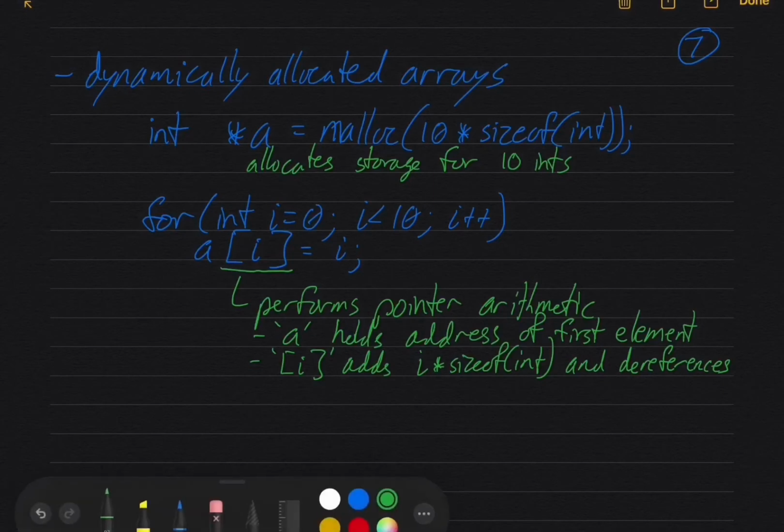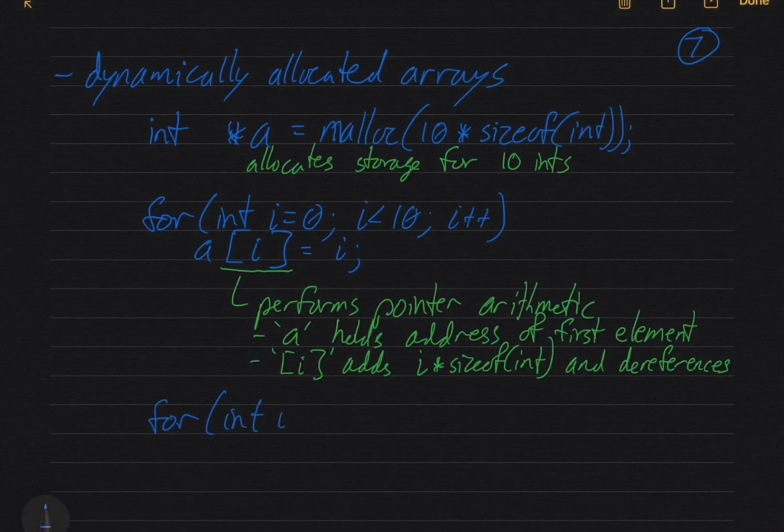Now the equivalent way to do this just using pointer notation is for int i = 0; i < 10; i++, dereference A plus i equals i. That looks a little funny, because it looks like we're just adding 0, 1, 2, 3 to A, but actually because A is a pointer to an int, when you add i there, that gets multiplied by the size of the int. So if an int is 4 and i is 1, we'll actually add 4 to the address, which moves us along to the next integer.